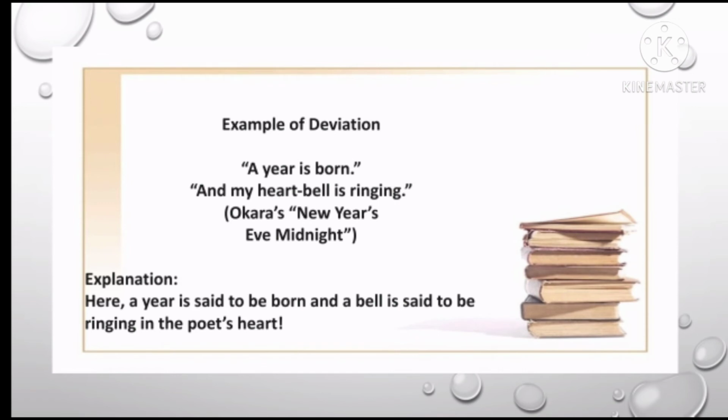Another example of deviation is from Okara's New Year's Eve Midnight: "A year is born and my heart bell is ringing." Here, a year is born and a bell is said to be ringing in the poet's heart. A year is born means New Year, and heart bell is ringing means the excitement of the poet's heart.